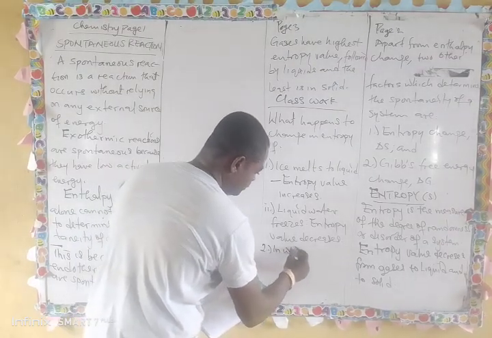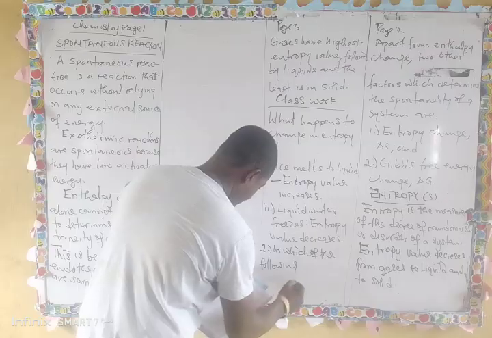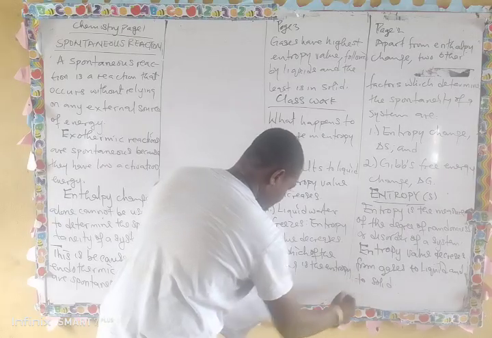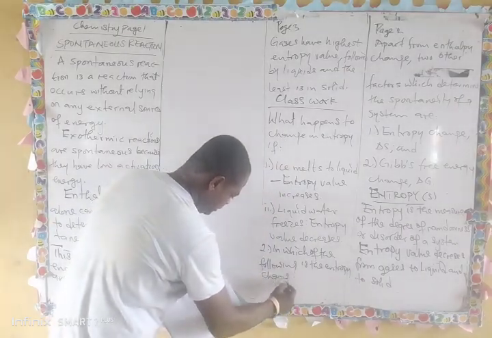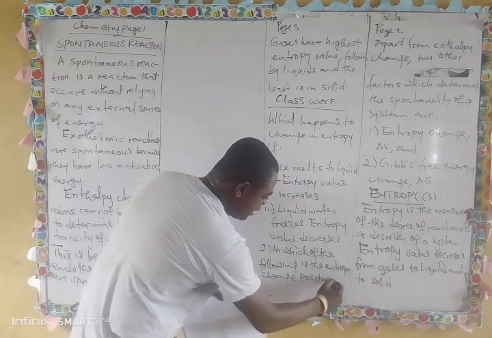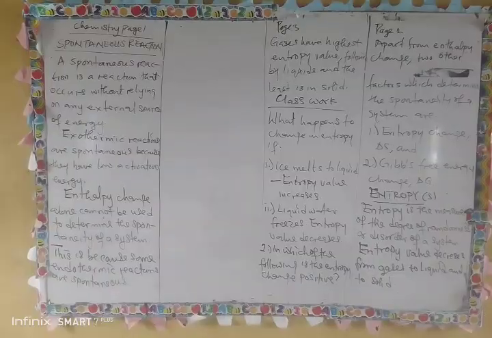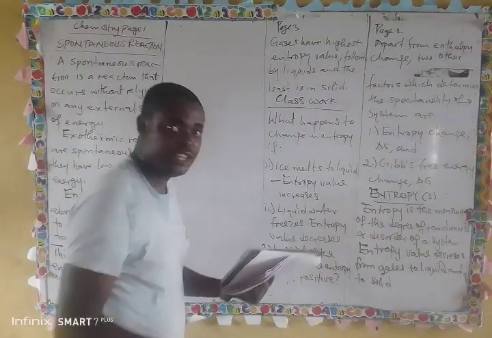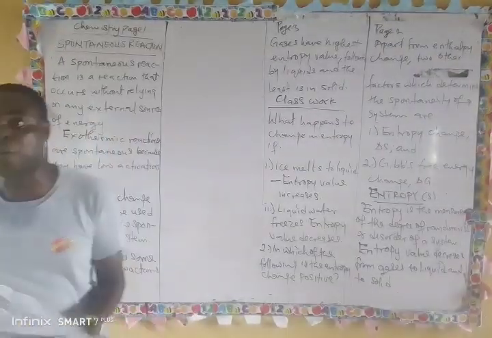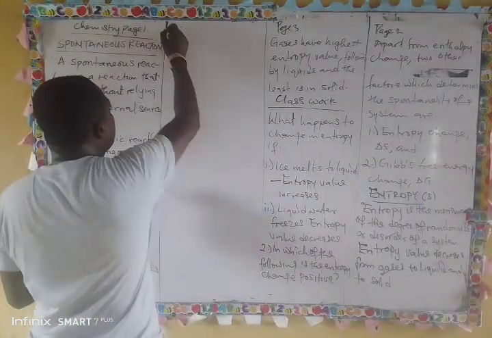In which of the following is the entropy change positive? You know, another word for increase is positive. Another one for decrease is what? Negative. So when you say the entropy value increases, you can say the entropy value becomes positive. When you say entropy value decreases, you can say entropy value turns negative. So let's look at the question this JAM is giving unto us.